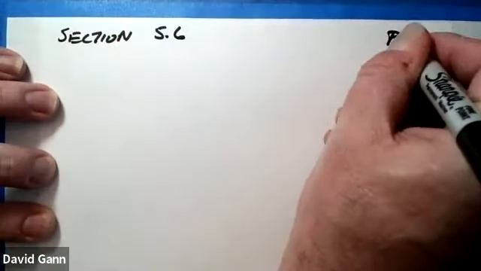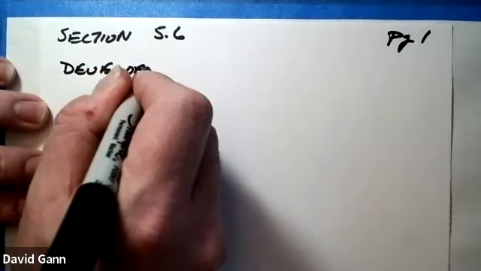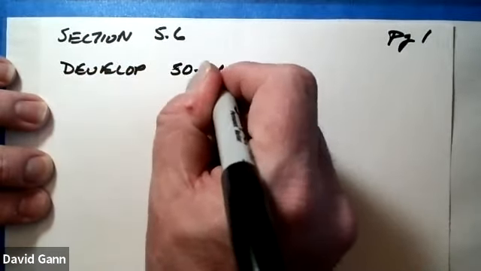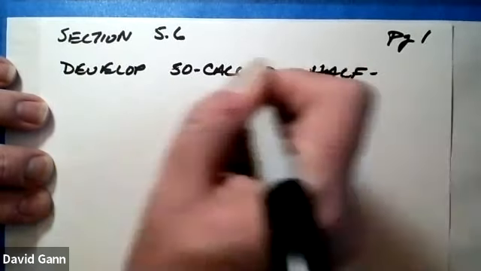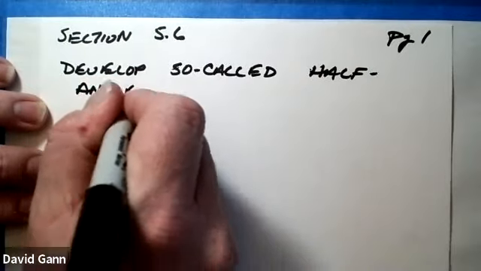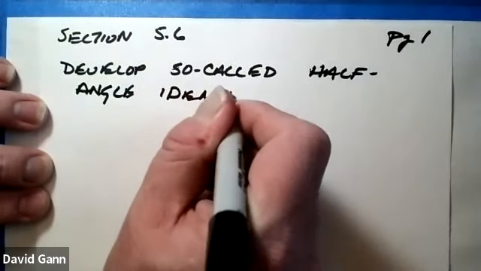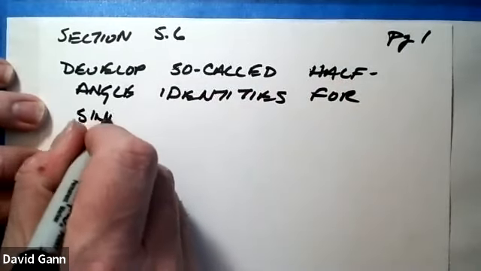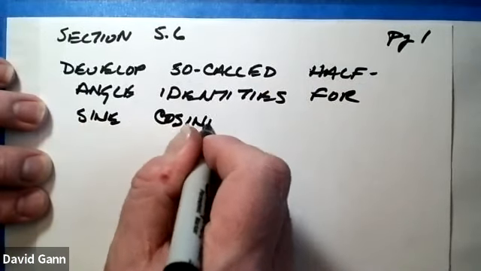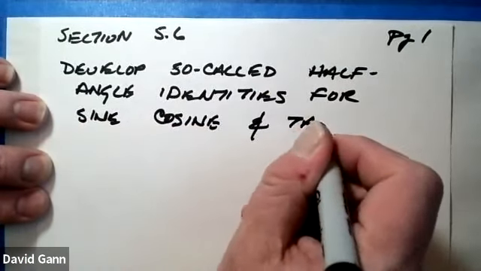Okay, so this is section 5.6, page 1. What we're wanting to do is develop so-called half-angle identities for sine, cosine, and tangent. That's kind of our goal here.